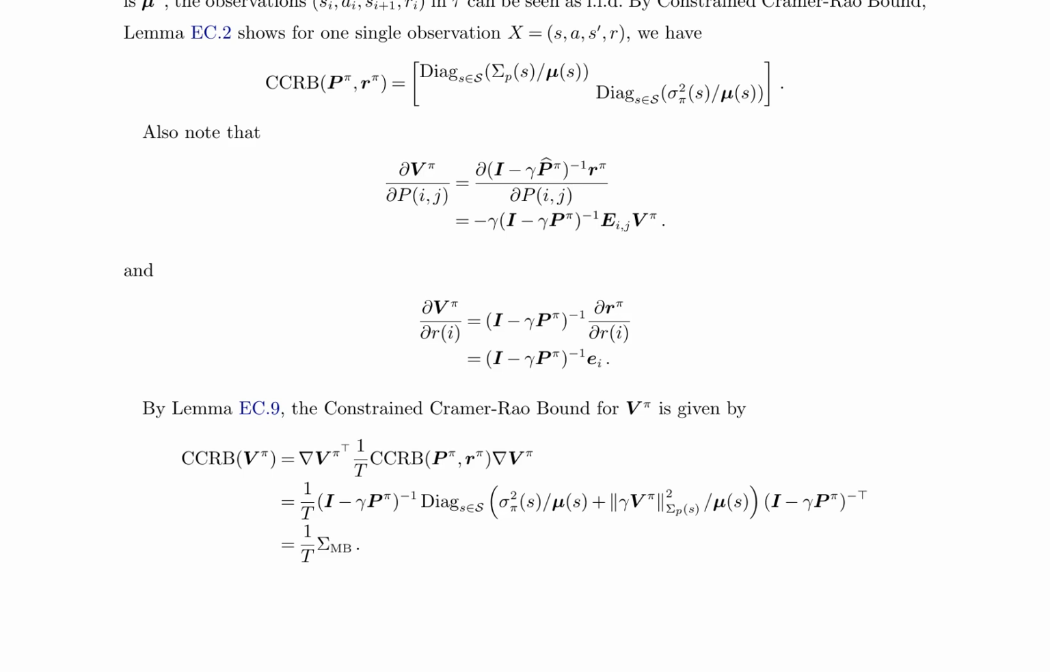The CCRB is expressed as the inverse of the covariance matrix sigma mb. The authors also provide the partial derivatives of the value function v pi with respect to the transition probability matrix p pi and the reward function r, which are used to compute the CCRB. Ultimately, the CCRB for v pi is shown to be equal to the inverse of the covariance matrix sigma mb.